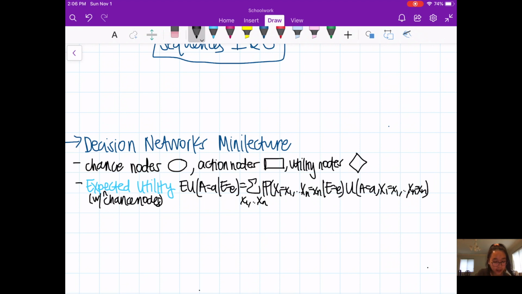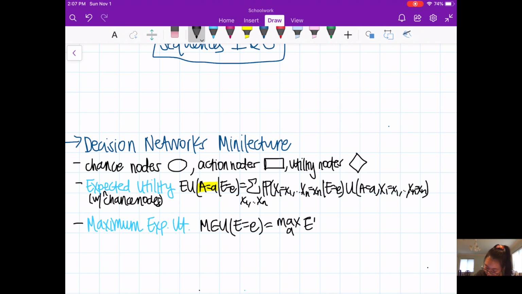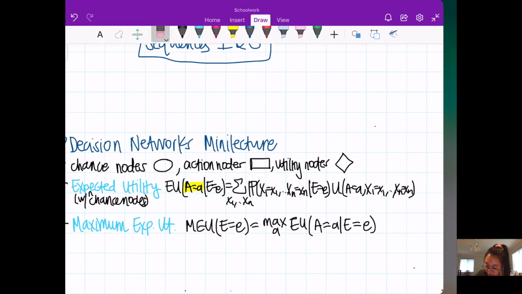But usually we don't just want to look at expected utility. You want to consider the different maximums based on your action, because in expected utility we are specifying an exact action. Most of the time, we don't know which action we should take, and we want to take the one that maximizes our potential result. So that's why there is the notion of maximum expected utility, which we abbreviate as MEU. Now you only have the evidence variable, and it is equal to the max over actions of the expected utility for each action. Essentially, the maximum expected utility lets you know the best action to take in order to maximize your utility.